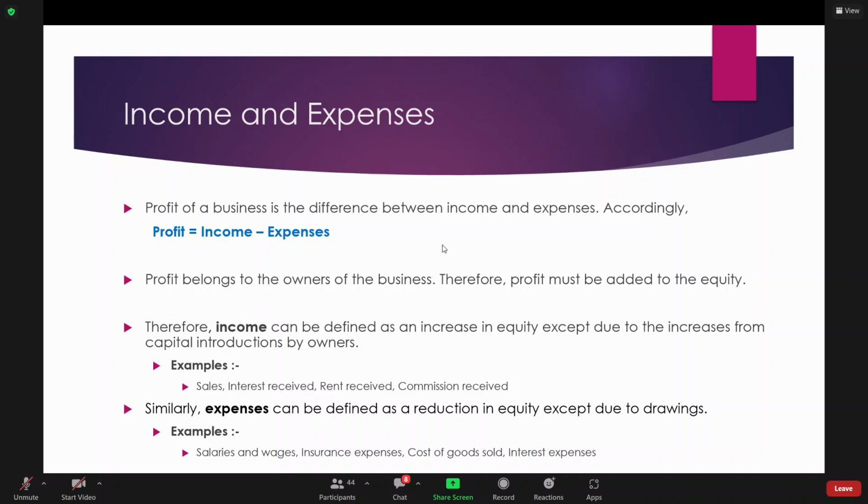Income and expenses. Income means ආදායම් in Sinhala, expenses in Sinhala වියදම්. So you take all of your income and you take all of your expenses, and what is remaining is the profit. Now, let's say this is again not true accounting sense, but just to give you this understanding.